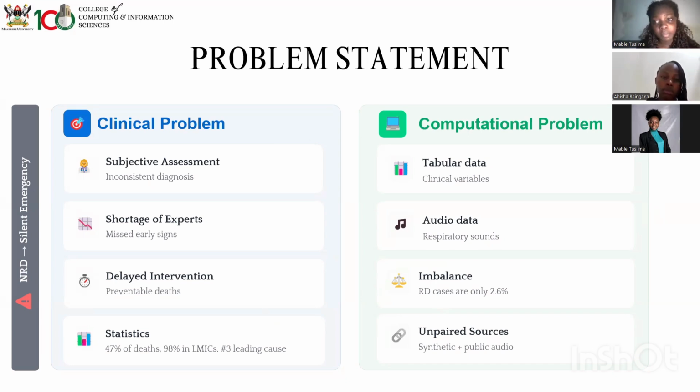So what is our computational problem? We have tabular data, which is clinical variables that we've talked about, the respiratory rate, the spatial oxygen. Then there's audio data, which is the sounds, the respiratory sounds like grunting, how the child is breathing. And then there's unpaired sources, that there's no source that has both clinical and audio data, that they are separate. The clinical data is alone and the audio data is alone. And then there's an imbalance that the distress cases are only 2.6% in the data. So we're not exactly getting a lot of data about the problem we're trying to solve.